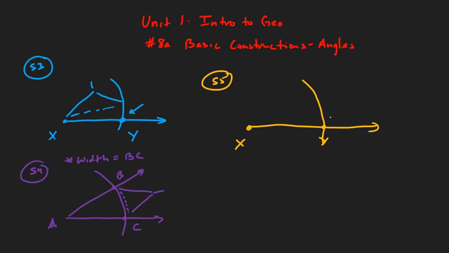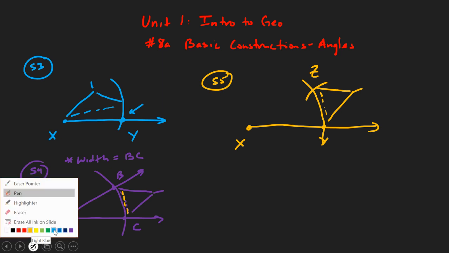You are going to put the compass on Y and leave it the same width. So this width here is the same width up here, and you're going to draw an arc across that right there. And where that intersection point happens, we're going to call that Z. I use Z with lines through them.